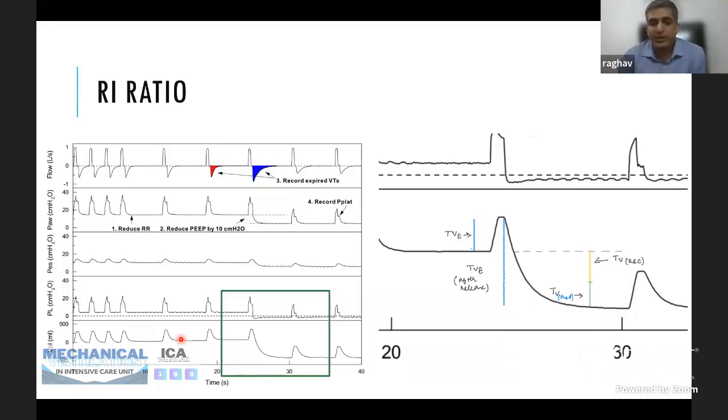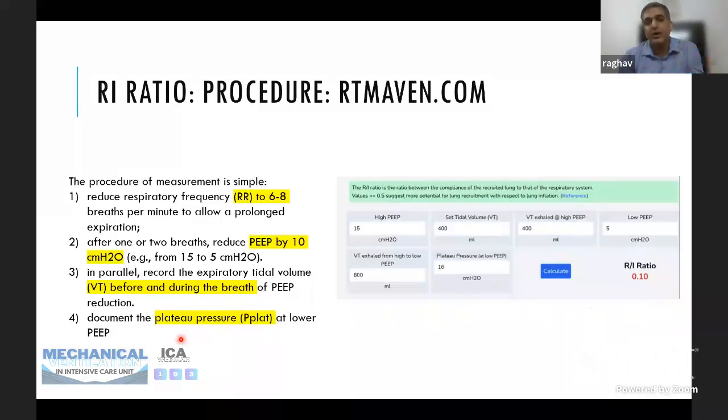With very simple calculations, we can come to the RI ratio. You don't need to do these calculations by yourself. You can go to rtmaven.com, which is a site started by the publishers of this study, and you can enter the different tidal volumes at the different plateau pressures at the 2 PEEP levels, and this calculator will calculate the RI ratio. If the RI ratio is more than 0.5, you can go for higher PEEP, for example 13, 14, 15. And if the RI ratio is less than 0.5, that means the lung is not recruitable, and you can go for lower PEEP, less than 10.